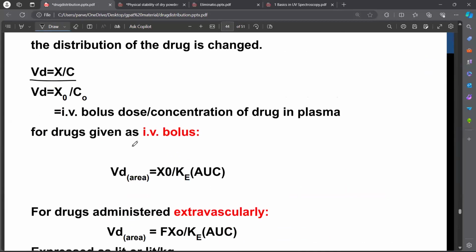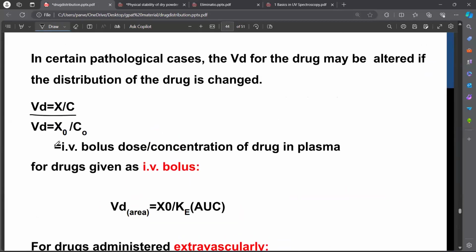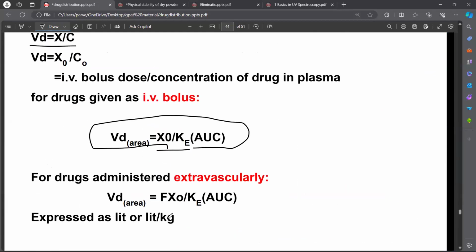For drugs given by IV bolus, VD is X naught by KE into AUC. These have to be remembered. This is the formula. I will not go into the derivation because it requires more time, but for the sake of time, you have to remember the formula of VD when the drug is administered by IV bolus, and the formula of VD when the drug is given by the extravascular route.